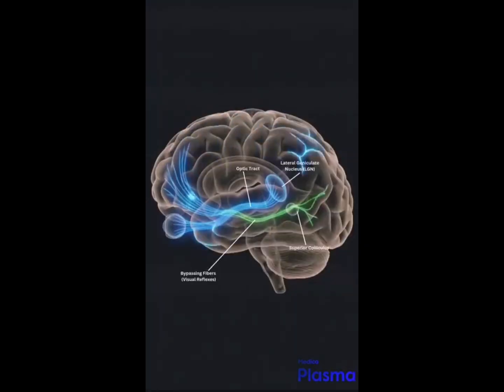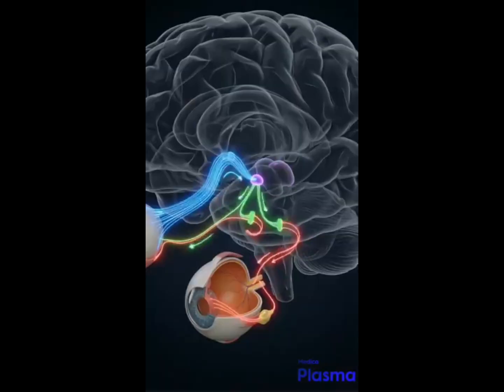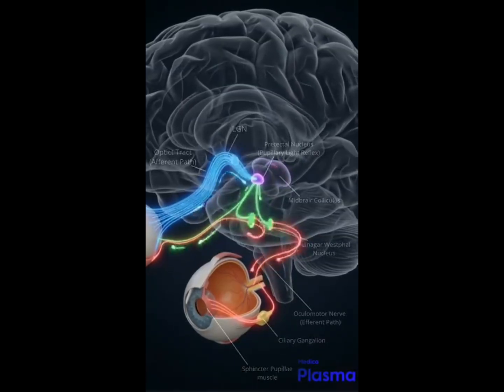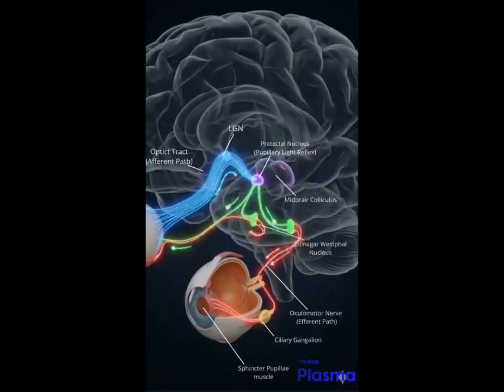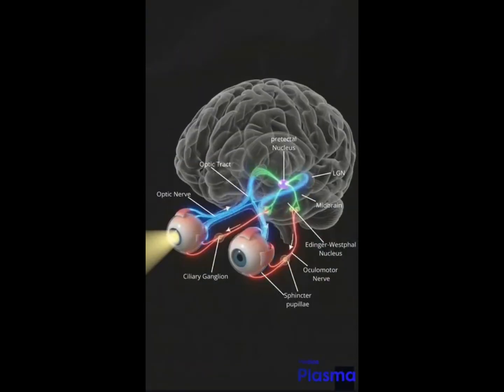A small proportion of optic tract fibers bypass the LGN and terminate in the superior colliculus, for visual reflexes and eye movements, and the pretectal nucleus, for the pupillary light reflex, which is clinically important in assessing afferent pupillary pathway lesions.